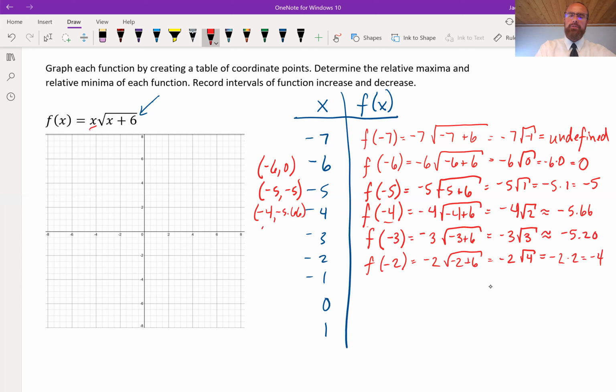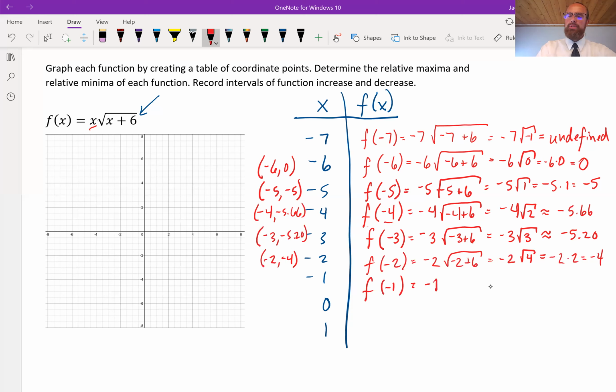Let me catch these 2 points. -3, comma, -5.20. -2, comma, -4. We'll keep going. So f at -1 is -2. I'm sorry, -1.